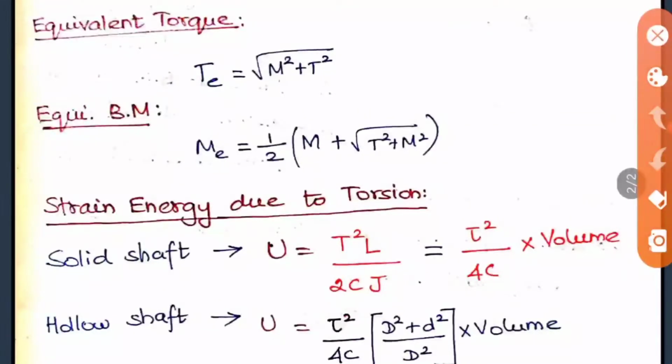For the solid shaft and the hollow shaft, they are given. U is equal to T square L by 2 C J. We know everything: torque, length of the shaft, rigidity modulus, and J is the torsional section modulus. This is also equal to tau square by 4C into volume, when you compare with the T by J formula. Whereas in the hollow shaft, it is the same formula, but with an extra factor of d square plus D square, that is, d square plus D square by the capital D square, with the outer diameter and the inner diameter, into the volume.